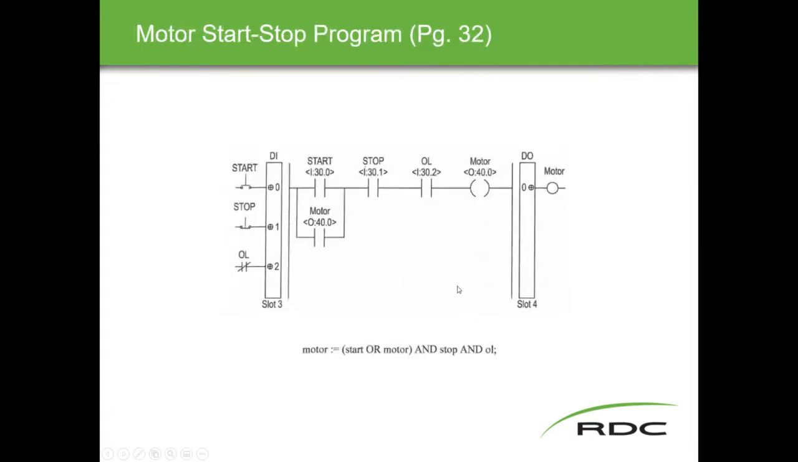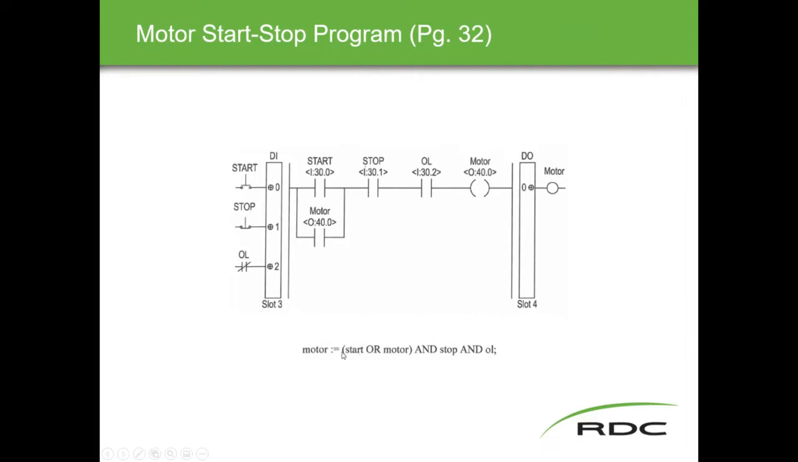Okay, so motor start and stop program, one of our classic staple programs here. In ladder diagram, what does it say to us? It says, if the start or the motor is true and the stop is true and the overload is true, the motor will come on. So what's our variable here? Our variable is motor. What's our expression? Something or and, right? So expression, motor will be true, colon, equal sign, don't miss, will be true.